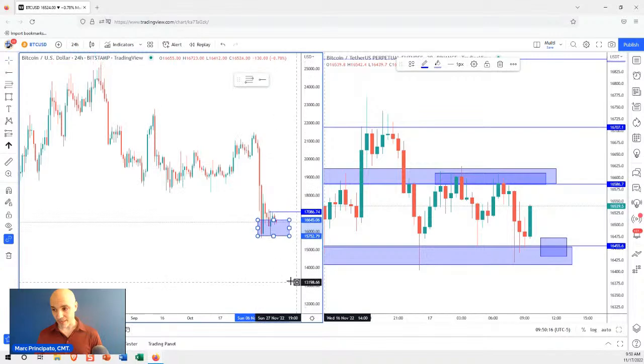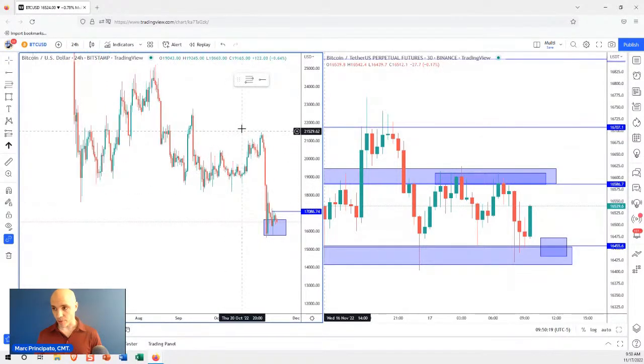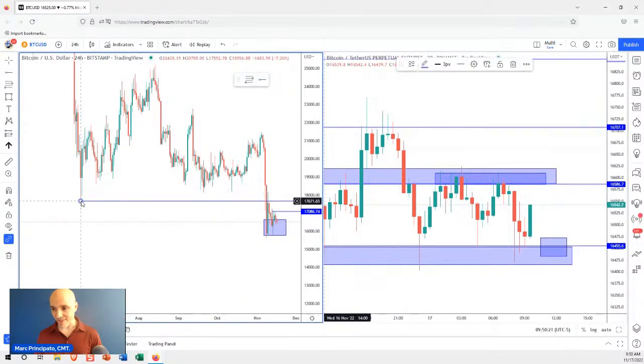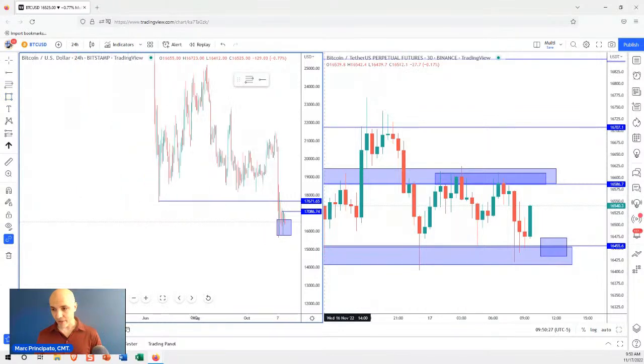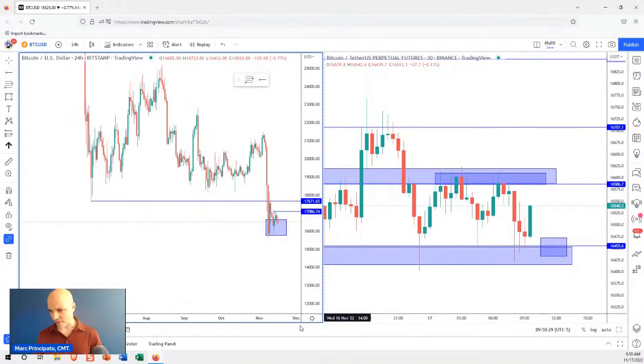Okay, this is a pretty heavy duty area as far as supports. Let me show you something. For months and months, I've talked about the 17K support area, right? And then if we go back further here, let me make this chart bigger for a moment.